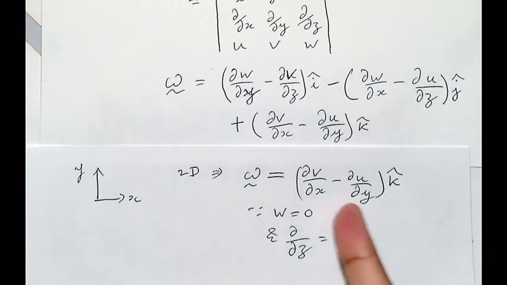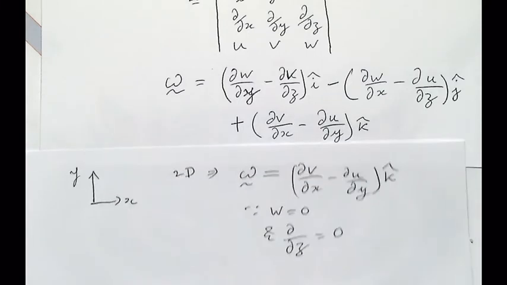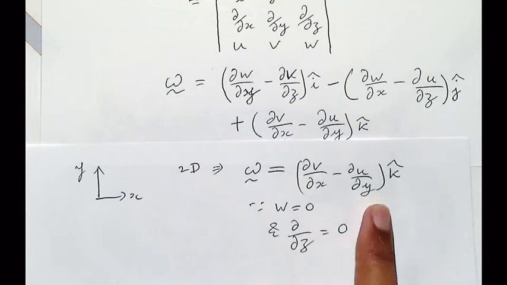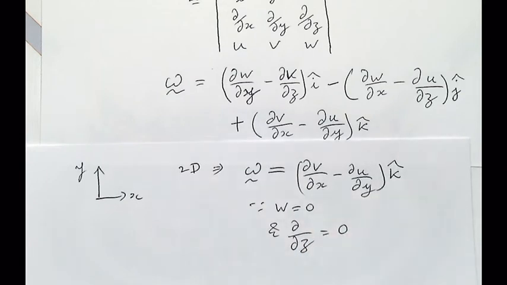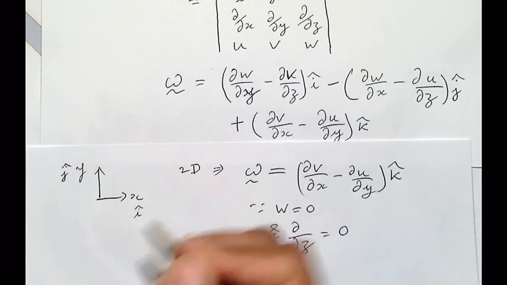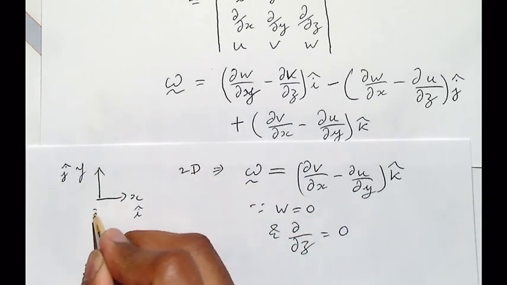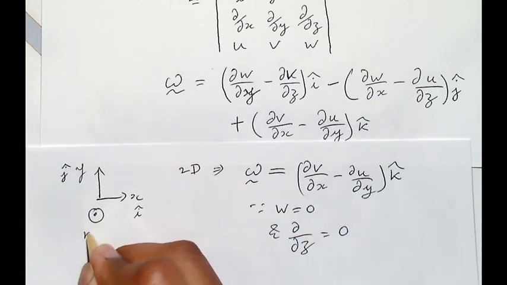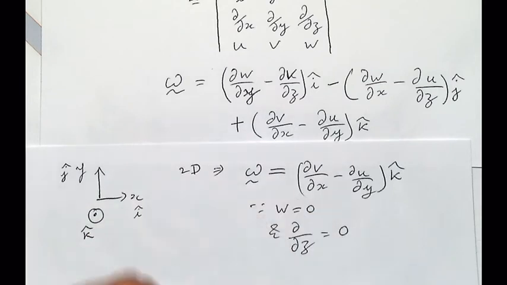So omega is something, and this is one number in k. Does this make sense? How can I have a k direction in 2D flows? Normal to the plane. Yeah, that's exactly true. So we have i, we have j, and we have k. Right? k is pointing out of the paper.